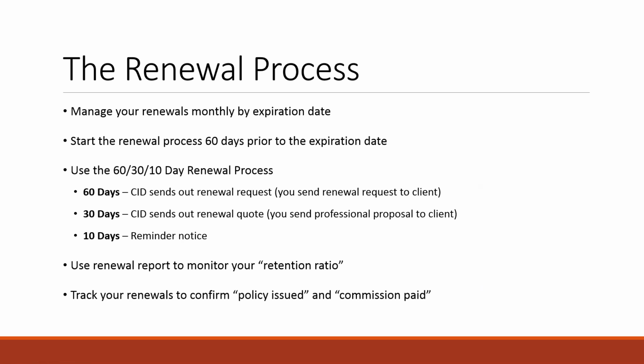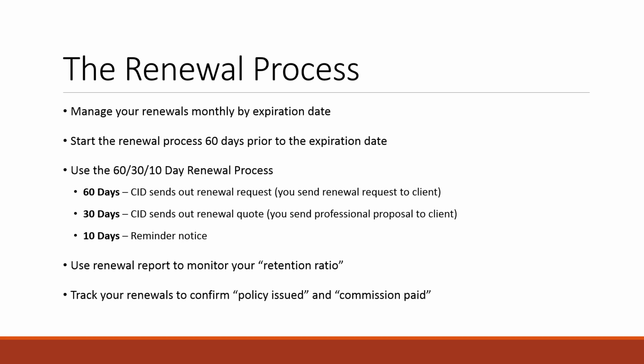So we do manage renewals monthly by expiration date. That way it's organized and very efficient. So what is the process that we use? We use a process called 60-30-10 renewal process, and I'll go over that. What that means is we begin our process of review 60 days in advance from the effective date of the policy. So that is when we send our initial contact.